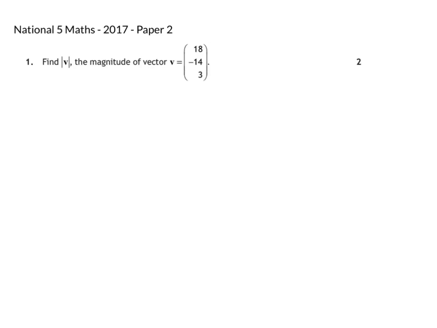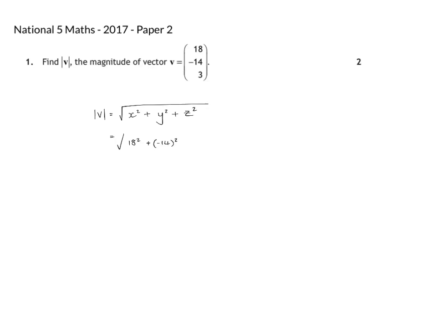So our first question, we have to find the magnitude of v, which is the magnitude of the vector v, which is 18, negative 14 and 3. So when we're working with vectors, the magnitude of a vector is equal to the square root of x squared plus y squared plus z squared. So here we know that our x is 18, so it's 18 squared plus minus 14 squared.